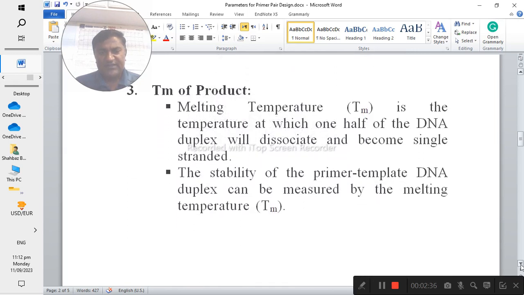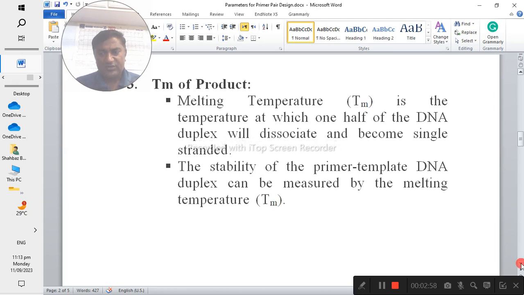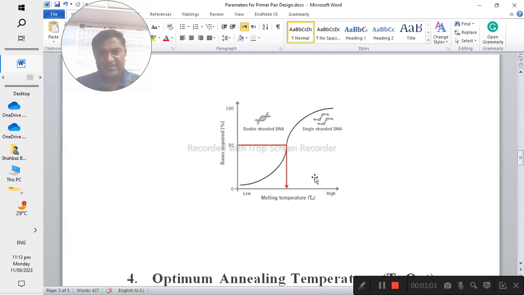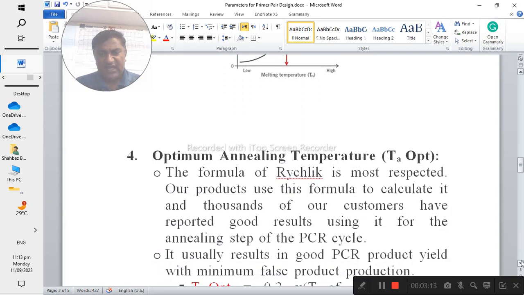Next is the Tm of the product. The melting temperature is the temperature at which half of the DNA duplex will dissociate and become single stranded. The stability of the primer template DNA duplex can be measured by temperature. You can see the Tm, the melting temperature, in this diagram. Next is the optimum annealing temperature, and how you can calculate it.